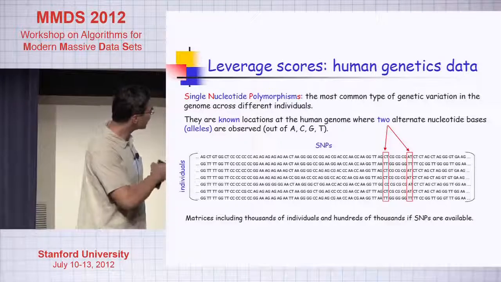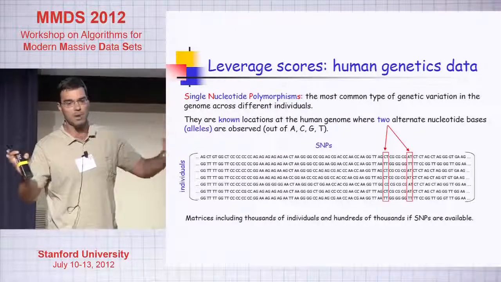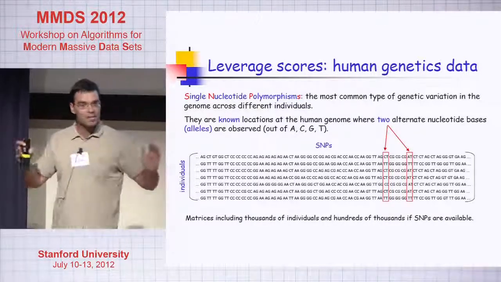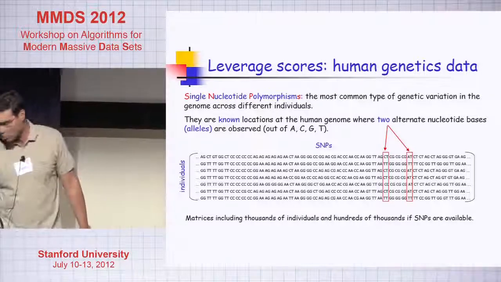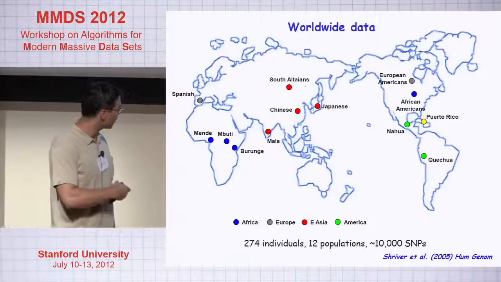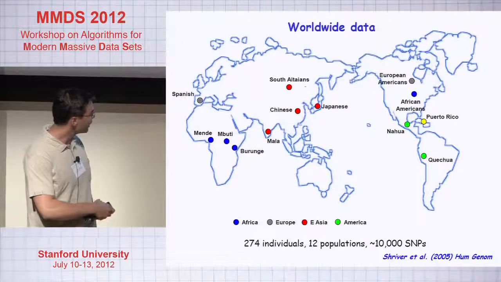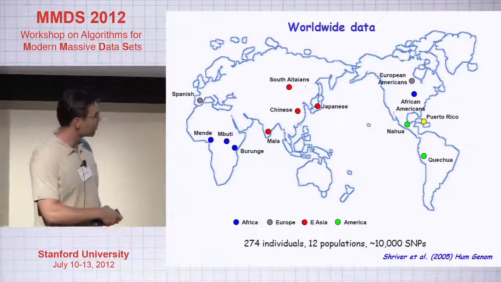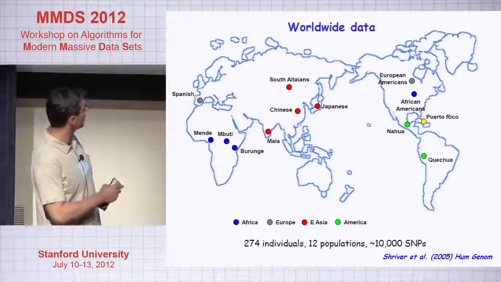So this is basically a matrix of 0, +1, and -1. So you can encode this matrix very easily numerically. I'll show such a matrix through a picture. This is a data set that is fairly old, so you only have 270 individuals or so, 12 populations from around the world, about 10,000 SNPs, and this was back in 2005.